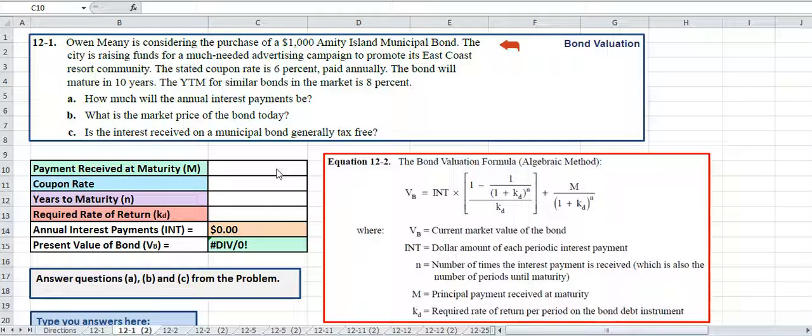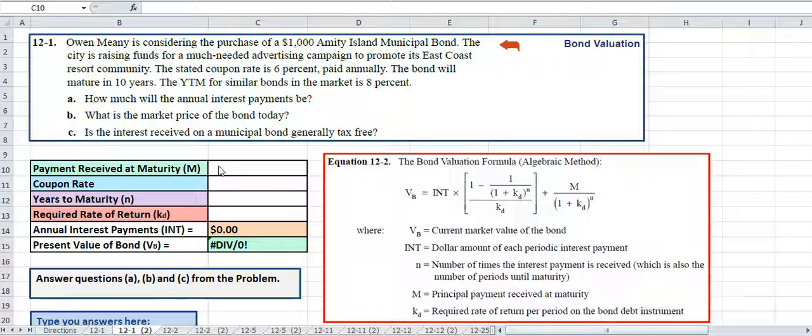We are looking at problem 12.1 in your homework, and this is a bond valuation problem. We're being asked to calculate the annual interest payments on this bond, what the market price of the bond is today, and whether the interest received on a municipal bond is generally tax-free. Well, that last question I'll let you answer from the book, but I'll help you with A and B.